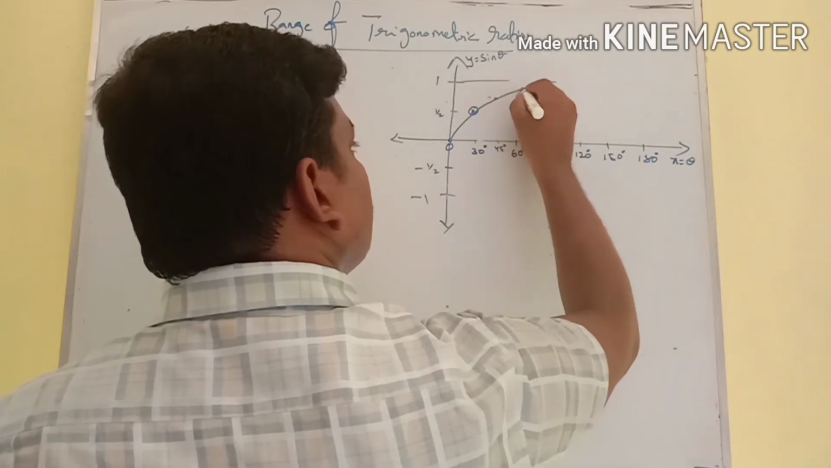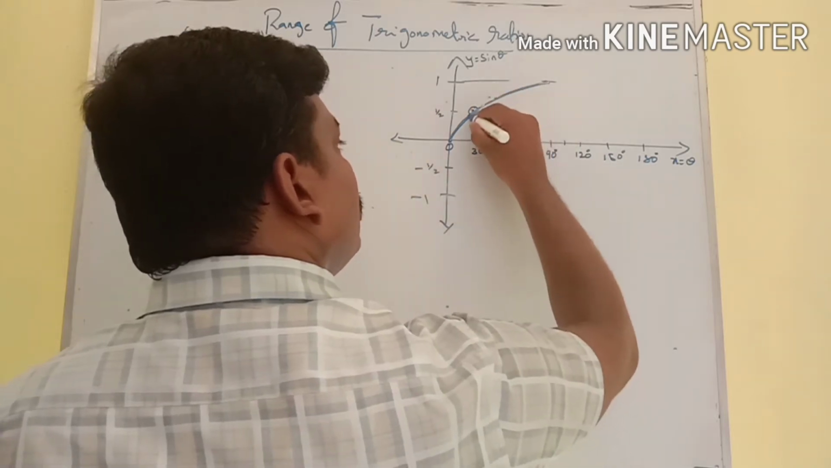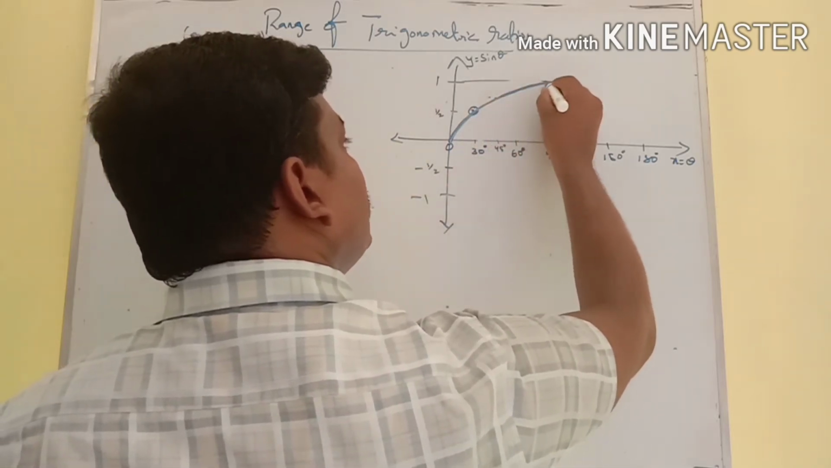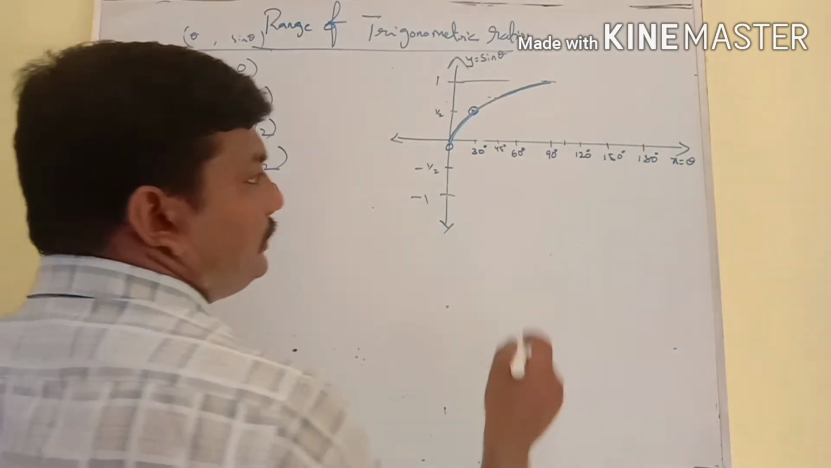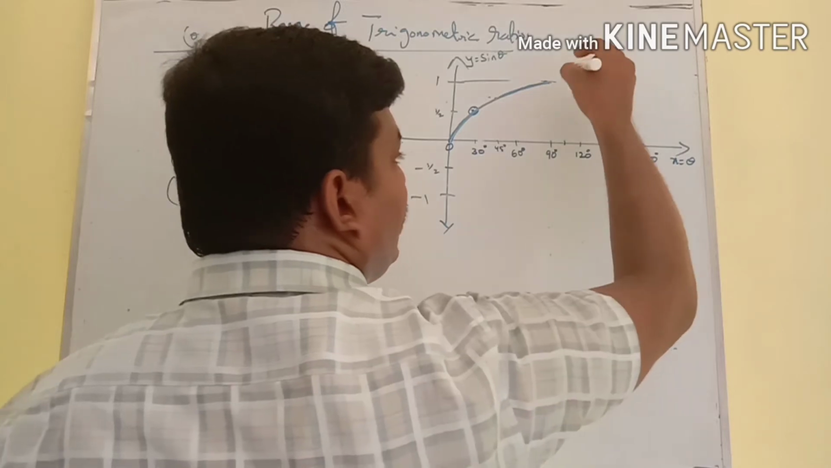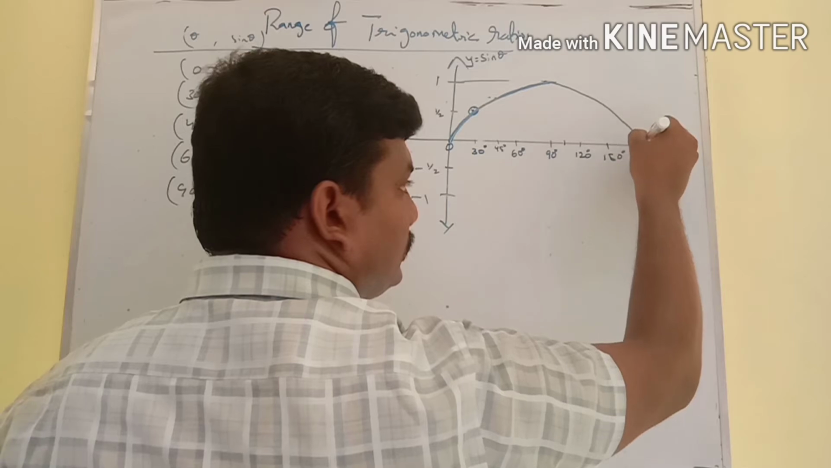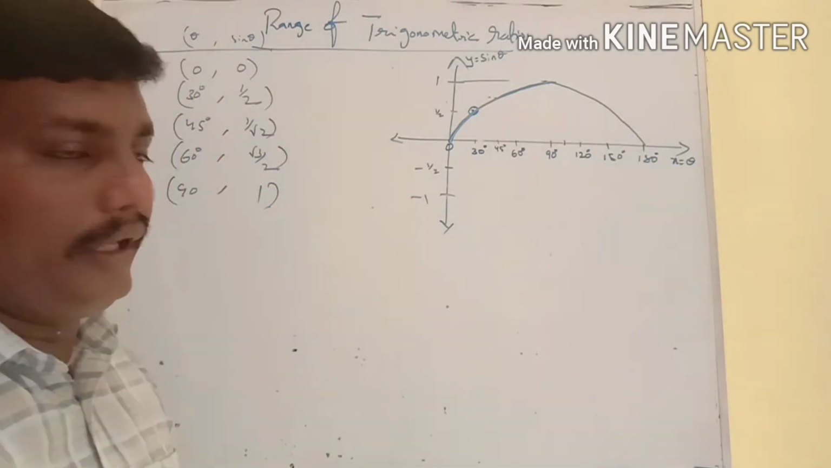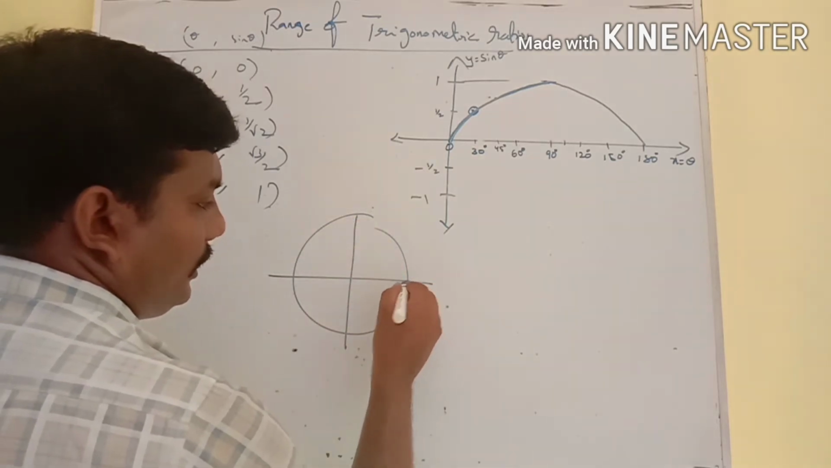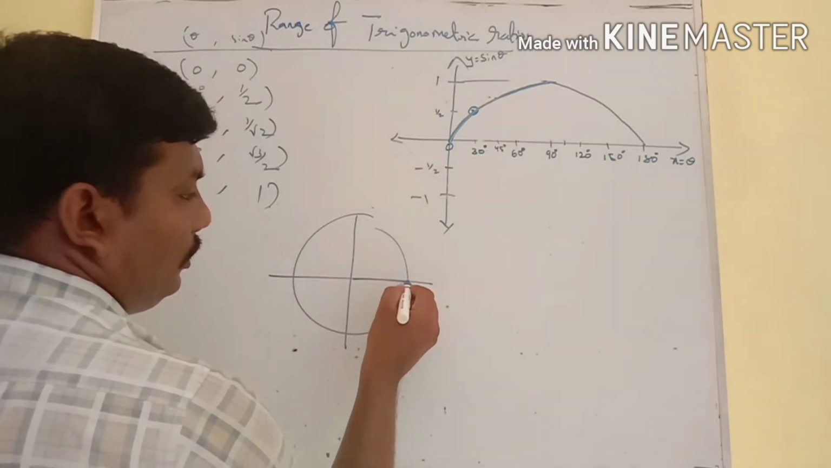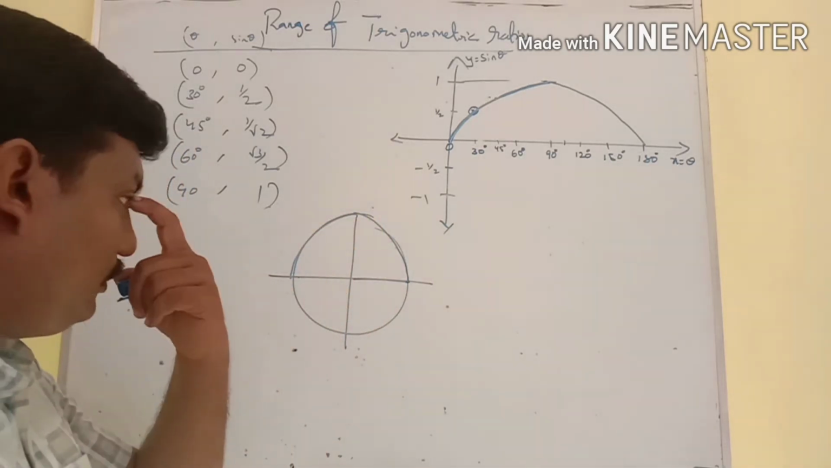Now the wave is like this. From 0 to 1 it increases. After that it decreases up to 180 degrees. Why does it decrease? We know that at 0 degrees the sine value is 0, at 90 degrees it becomes 1, and again at 180 degrees it becomes 0. Like that it will come.